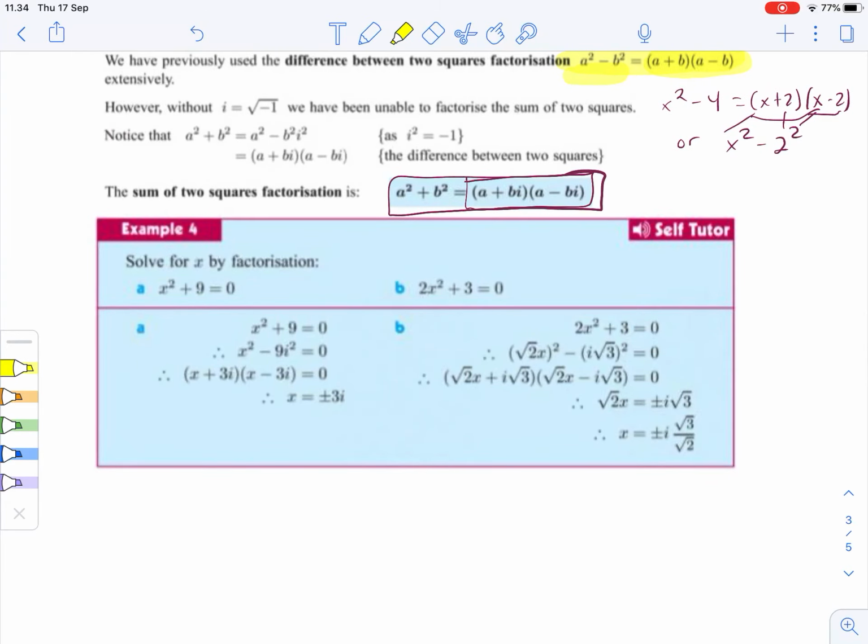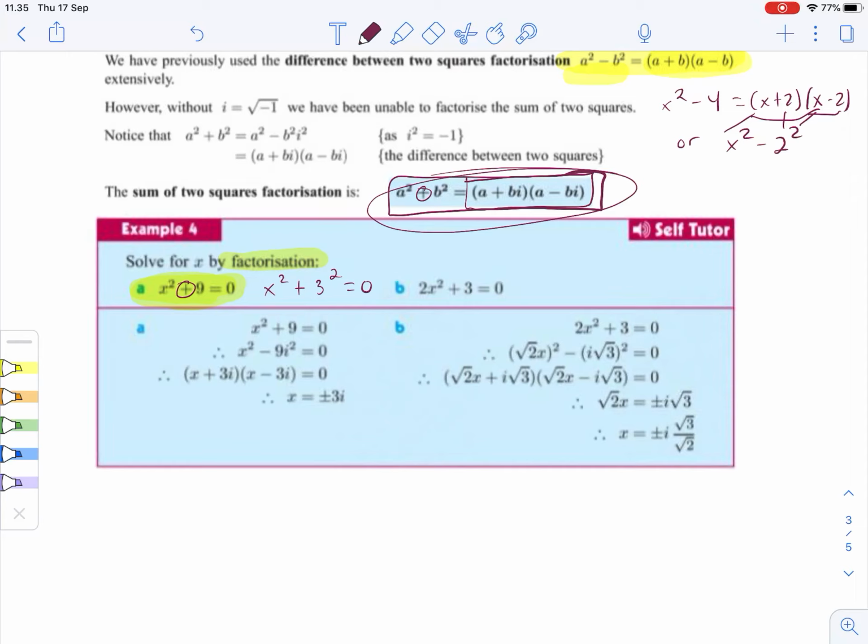So, looking at the first example here, it says solve by factorization: x squared plus 9 equals 0. Really, you could rewrite that as x squared plus 3 squared equals 0. And based on what we have here, because this is a plus, we're using this as a minus. We can rewrite that, since I know I can say this is negative 9i squared.